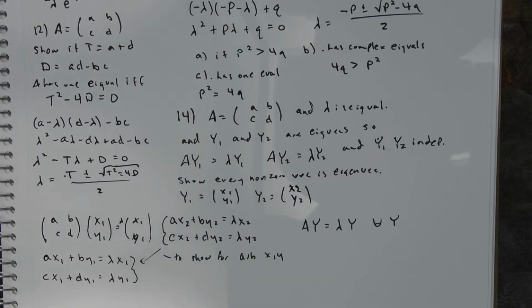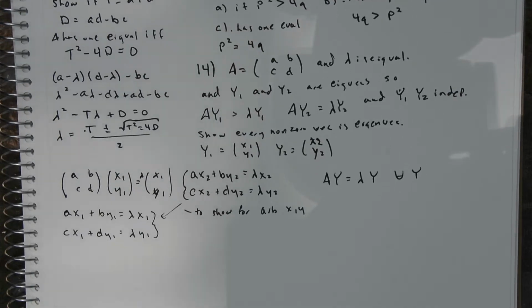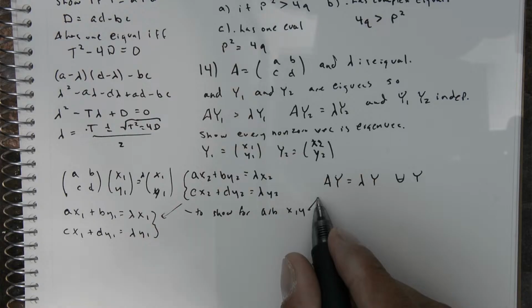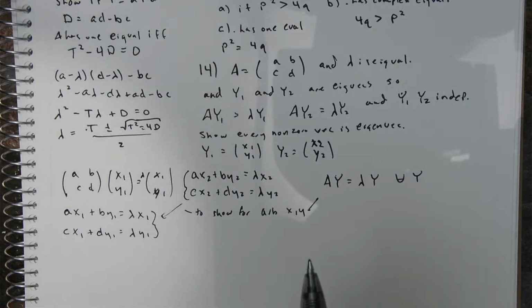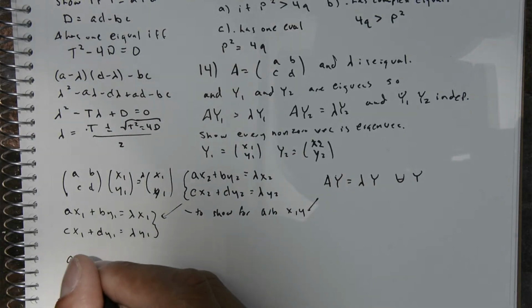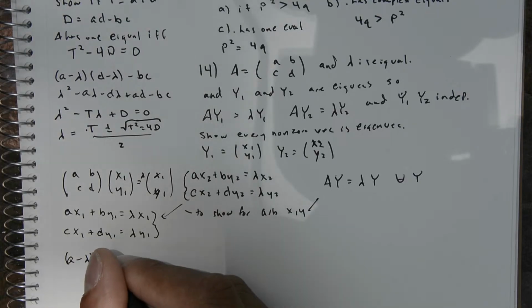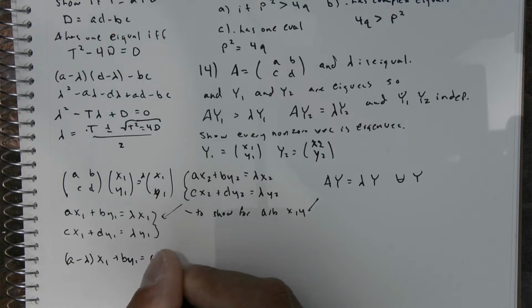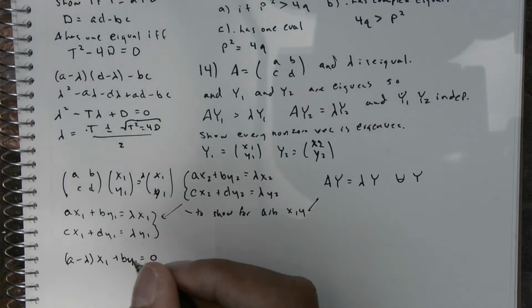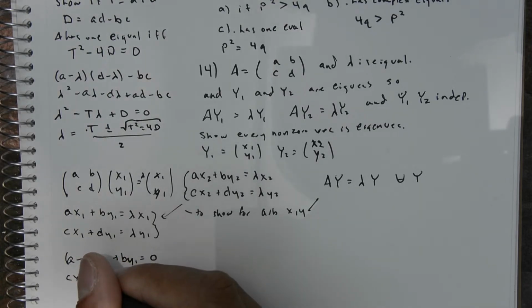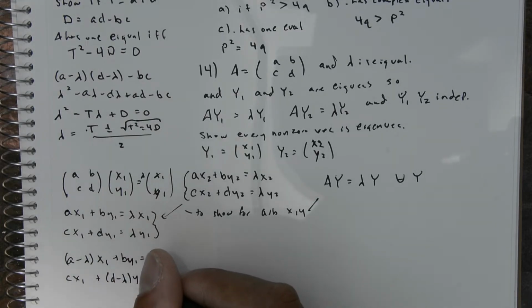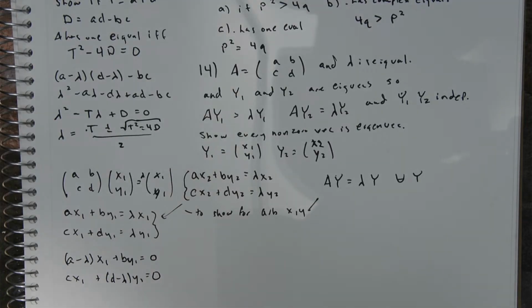I'm less sure about how to do this one now. So, we have a minus lambda x1 plus b y1 is equal to 0, c x1 plus d minus lambda y. I mean, I'm just rewriting the same thing over and over again, so I don't know how this is going to help me.